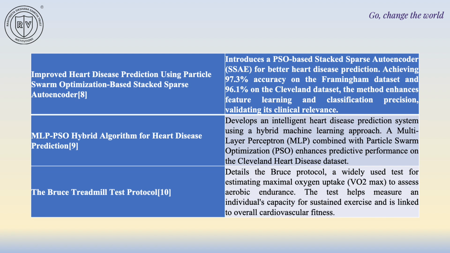And then lastly, I've also referred to the Bruce treadmill test protocol. This is not actually a paper, but a US-based study. Here they estimated how much oxygen each individual person uptakes at different workout intensities, and how it varies per person. So this test helped measure an individual's capacity for sustained exercise, and it's linked to overall cardiovascular fitness.